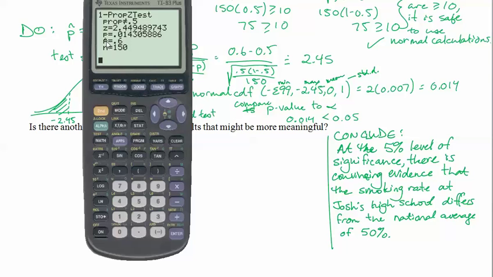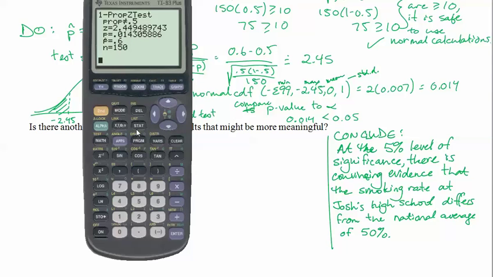You can see our P hat is 0.6 and N is 150. If you are using this instead of doing the calculations yourself, you do need to list out your P hat, your Z, and your proportion. Make sure you write those all down.